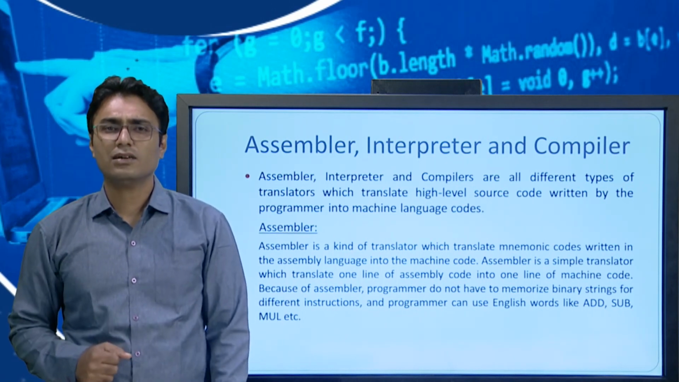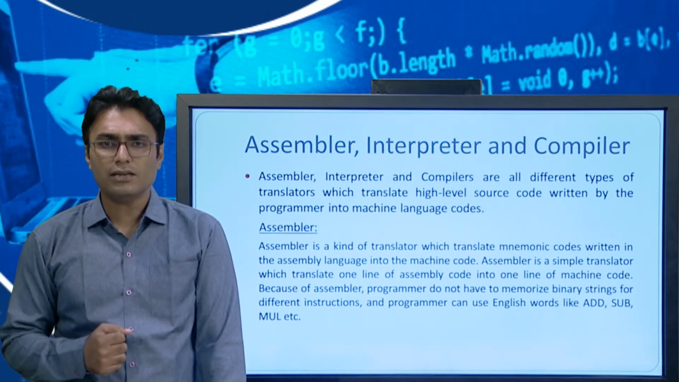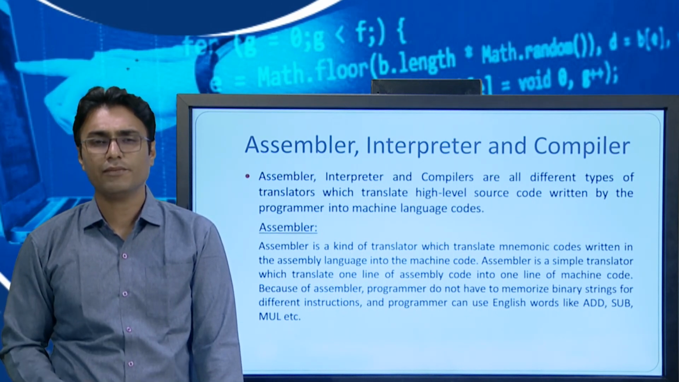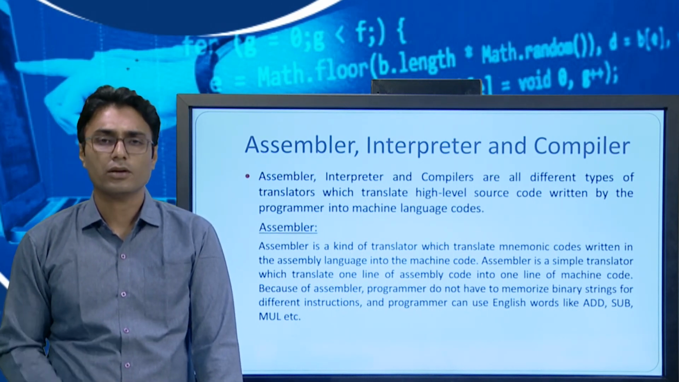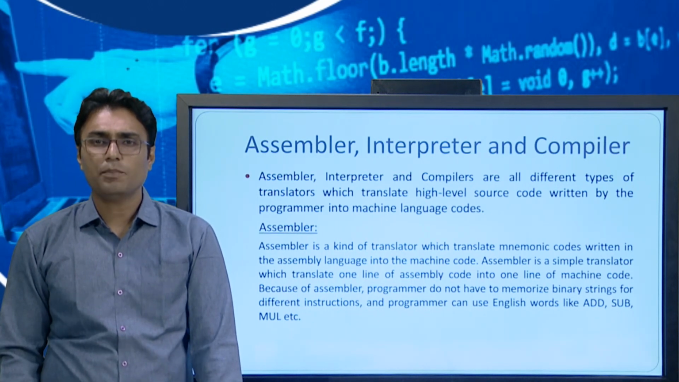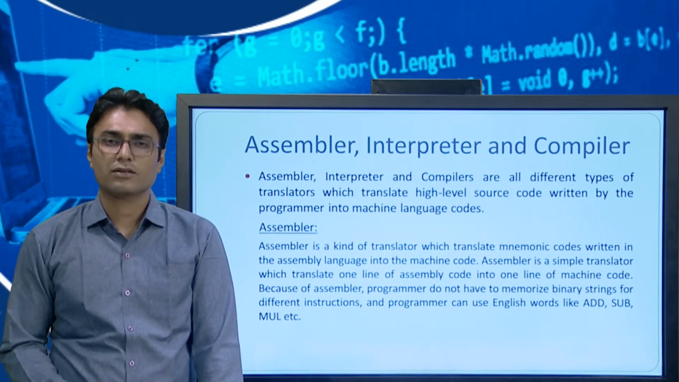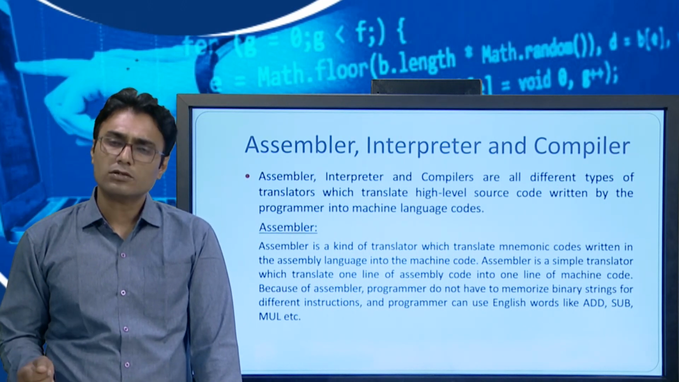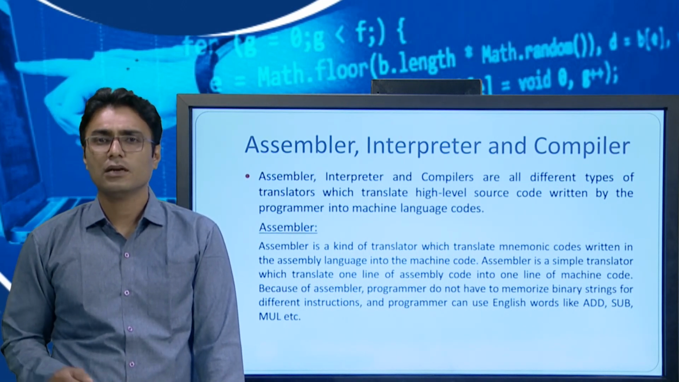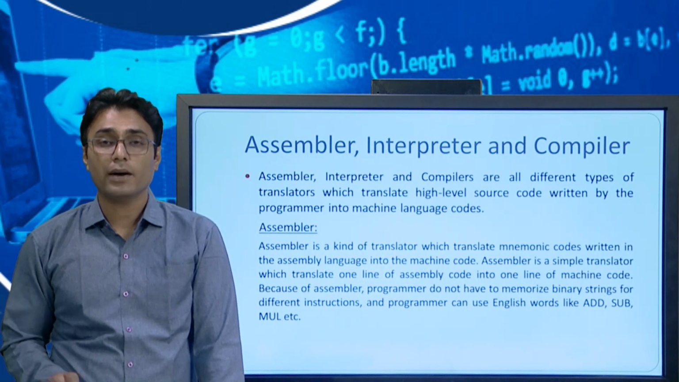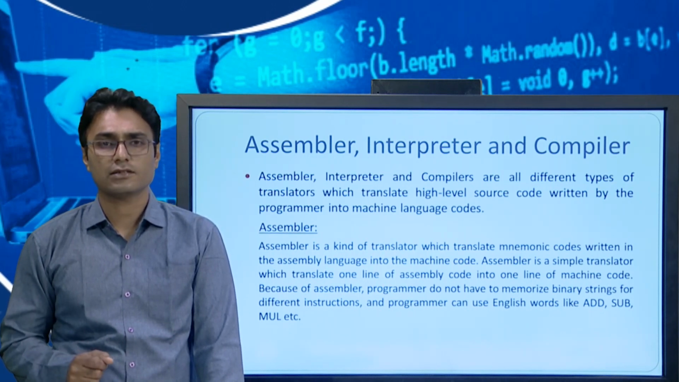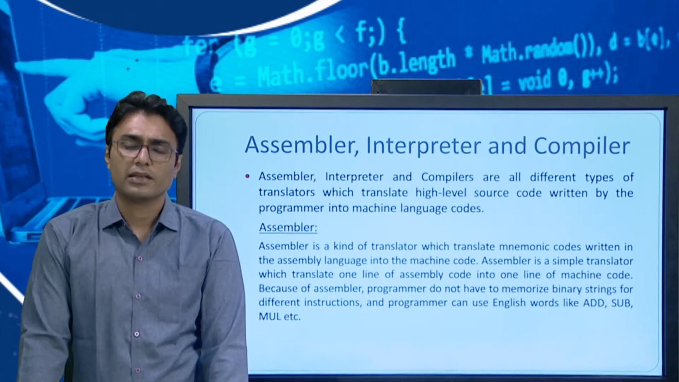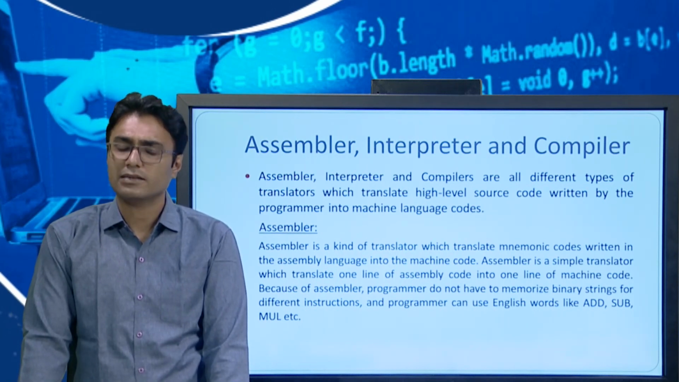So let's start with the assembler. An assembler is a kind of translator which translates mnemonic codes written in assembly language into machine code. An assembler is a simple translator which translates one line of assembly code into one line of machine code. Because of the assembler, programmers do not have to memorize binary strings for different instructions, and the programmer can use English words like add, subtraction, multiplication, etc.